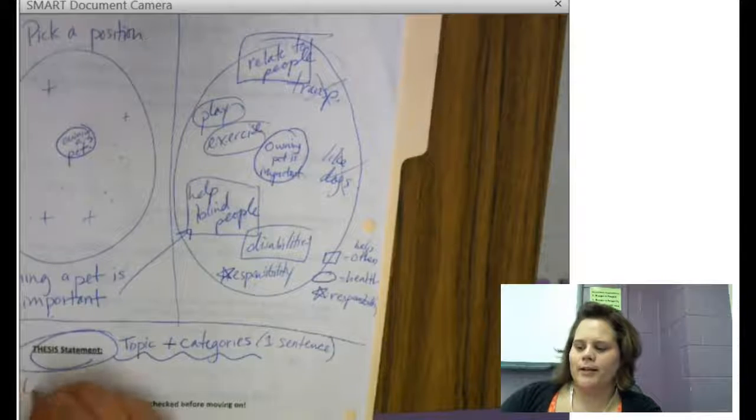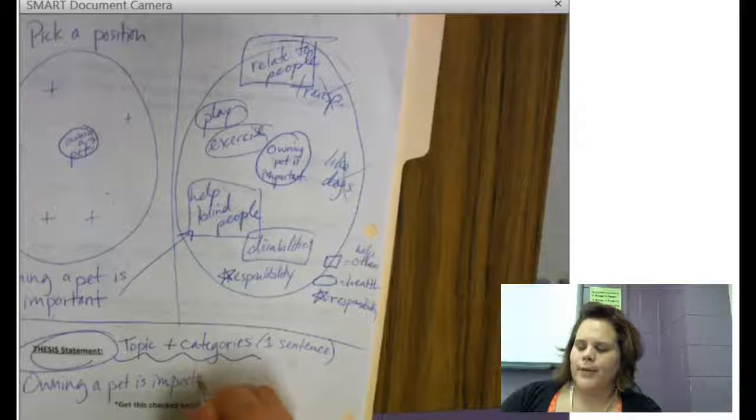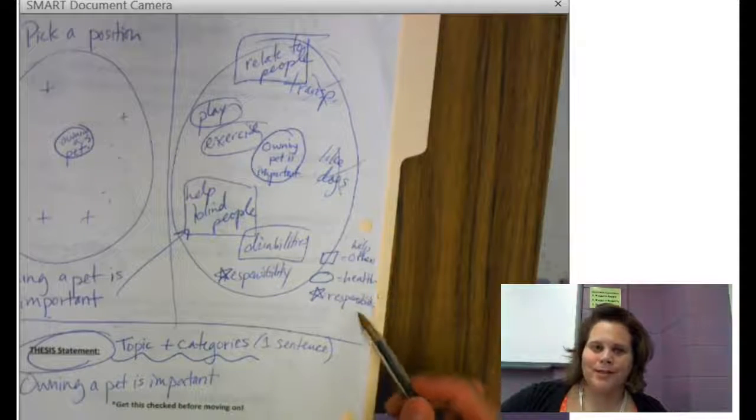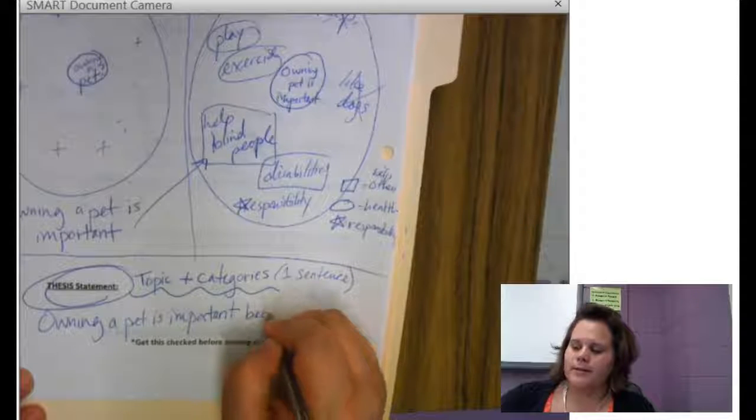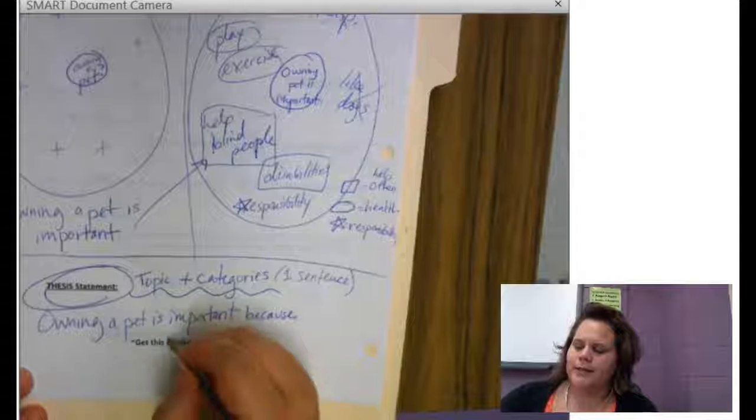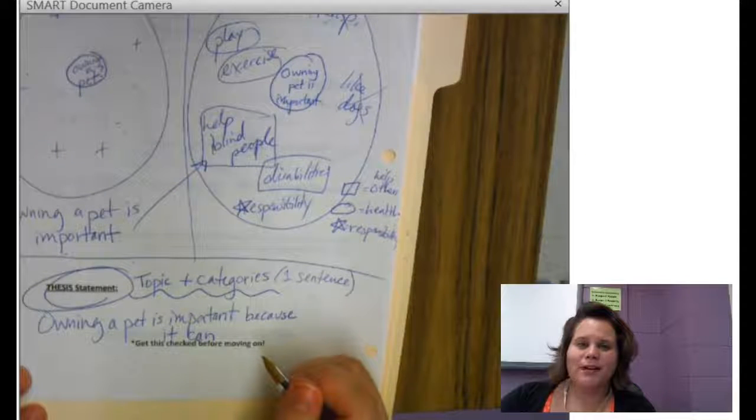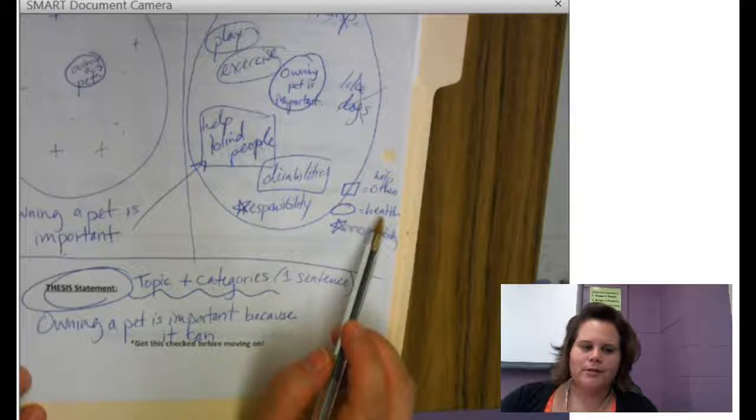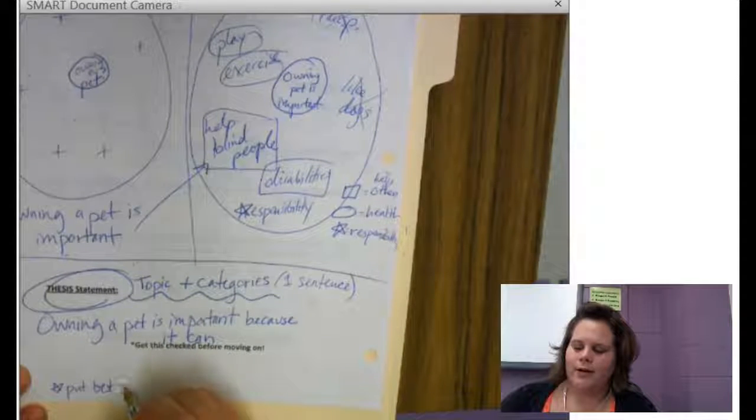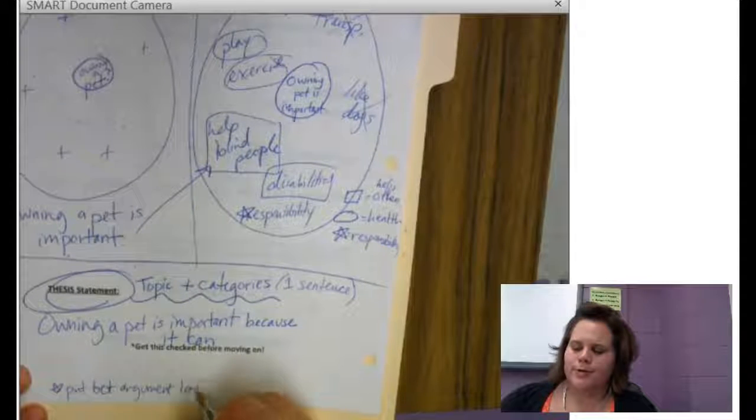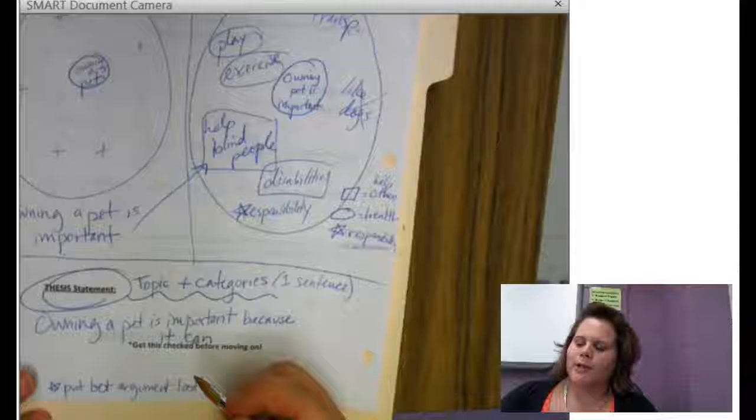We already have our beginning. Our position is owning a pet is important. We can't just say owning a pet is important, help others, health, responsibility. That sounds weird. So we need to put it together. Owning a pet is important because pet is our subject, because it can, how can we put this together? Help others, health, responsibility. My suggestion is put your best argument last. Put your best argument last. I kind of think the responsibility thing is maybe our strongest, so we could put that last.